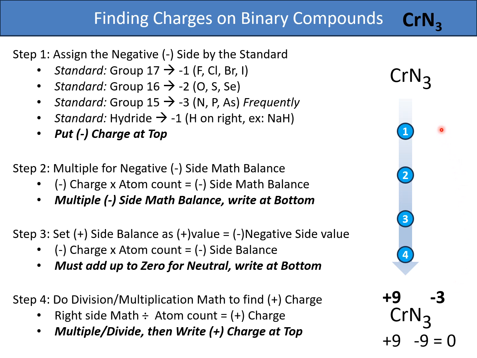Okay, so let's just recap these steps. Step 1, we assign a charge as a -3 based on the standard group 15. Step 2, we multiply 3 times 3 and we got 9. Step 3, we then multiplied across here and we decided that we need to add a +9, and then we do simple multiplication or division. And so 9 times 1 is 9, or 9 divided by 1 is +9. And there you have it. That's how we assign the charges for binary compounds.